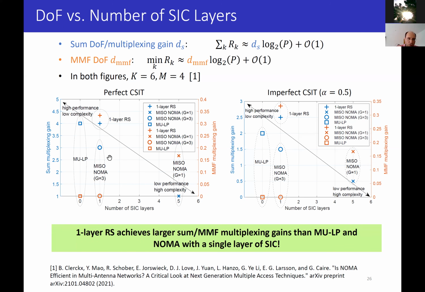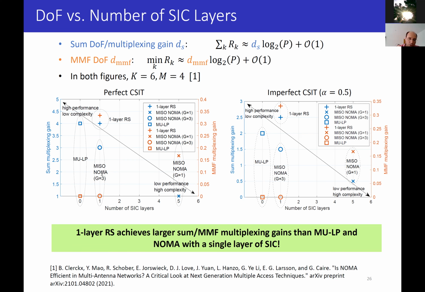Now, what you can show is the following. What you want to do is to operate in this regime. You want to have high degrees of freedom and low receiver complexity. You do not want to be in the low performance, high complexity regime. And what we see is that SDMA works quite well in terms of sum multiplexing gain. Here we have some specific values for the number of users and the number of antennas. But in general, SDMA has very low receiver complexity and quite good sum multiplexing gain. The MMF, max min fair multiplexing gain, in some situations could be relatively low.